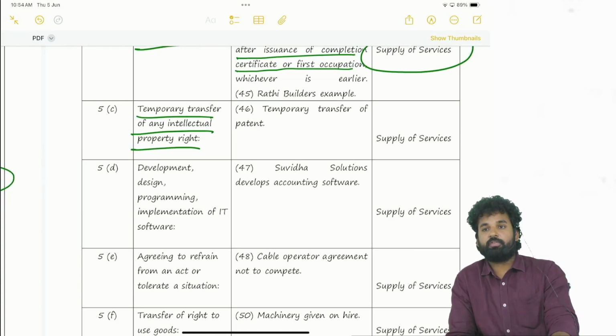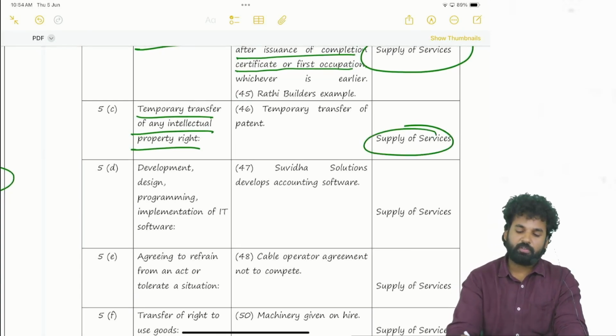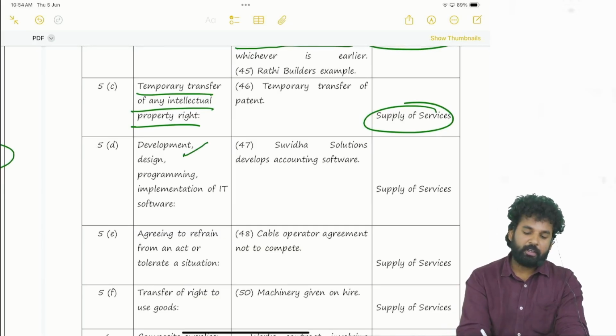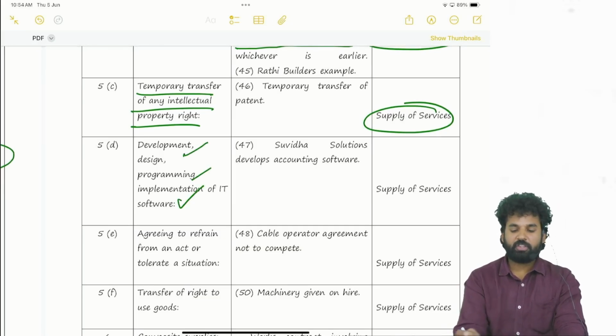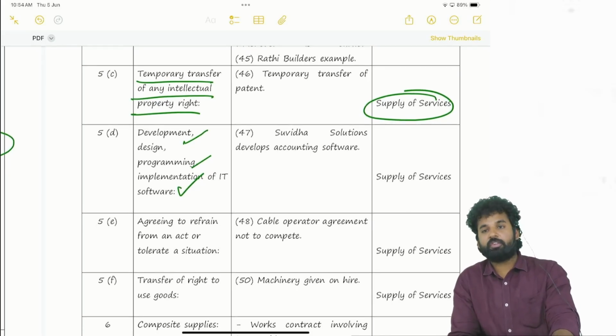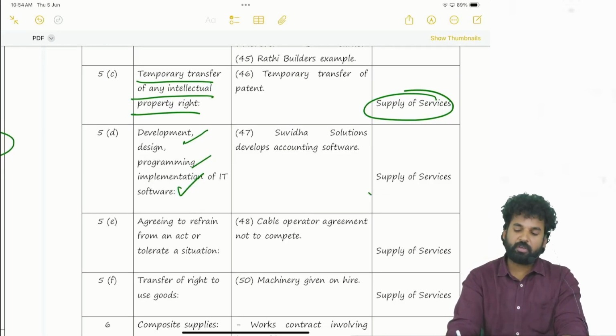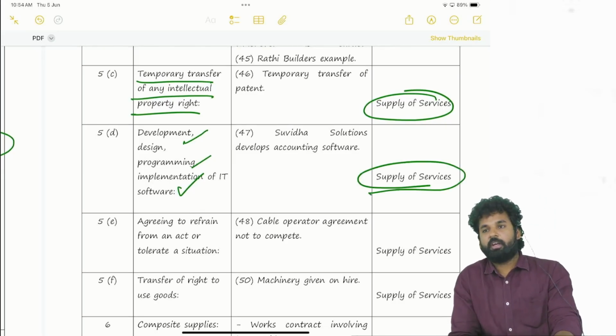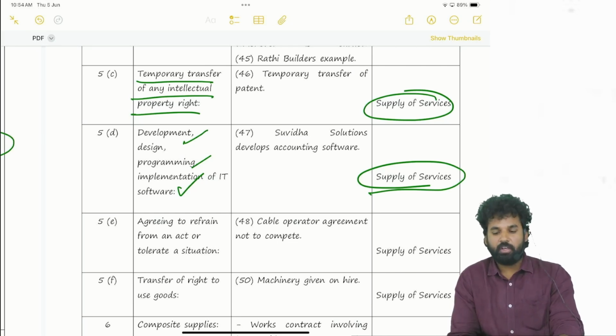Next, temporary transfer of intellectual property rights, patents, copyrights. Temporary transfer of copyrights or patents is a supply of service. Next, development, design, programming, implementation of IT software. That means it is a customization of software. If it is a customization, then it is a supply of service. If it is not customized, if it is just ready-made software that anyone can purchase, then it is a supply of goods. If a customized software, then it is a supply of service.